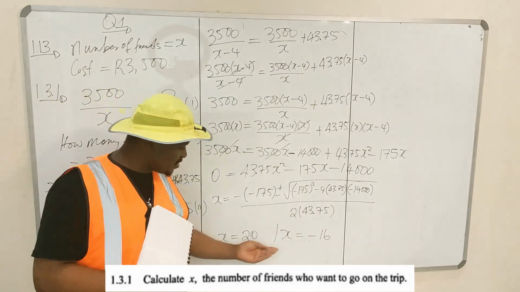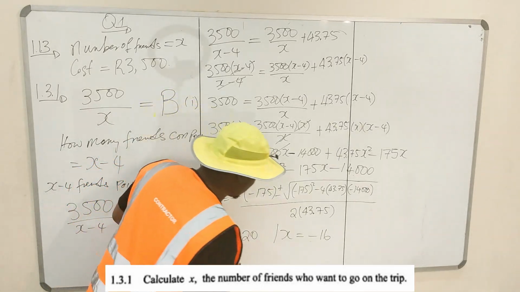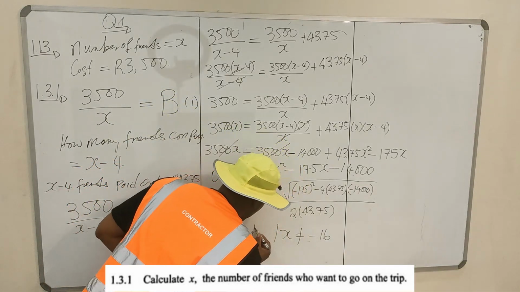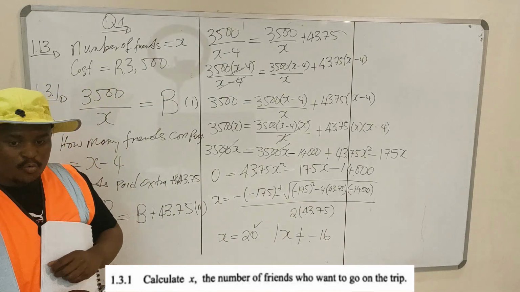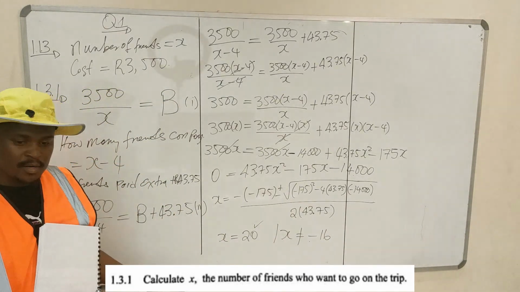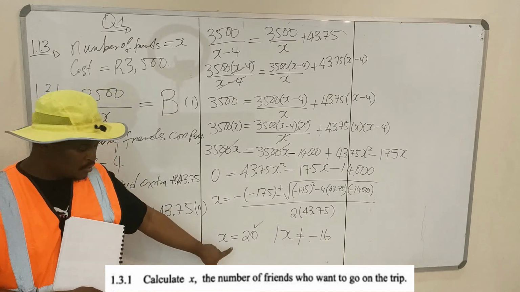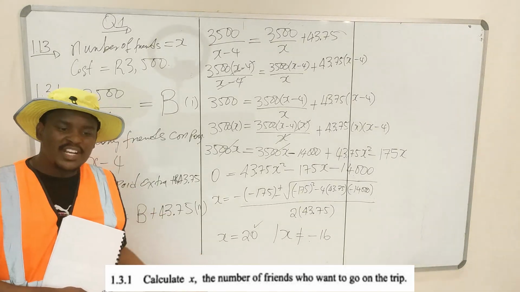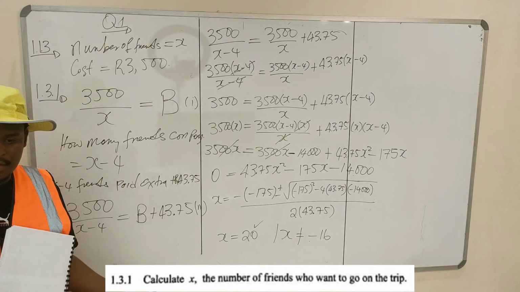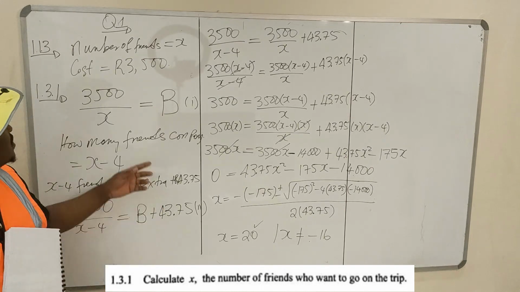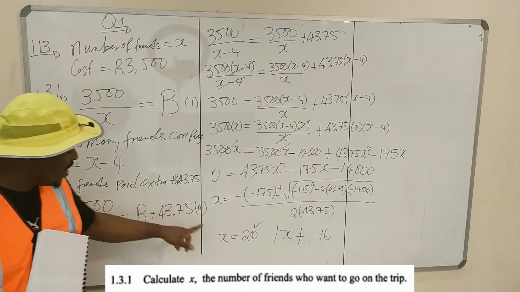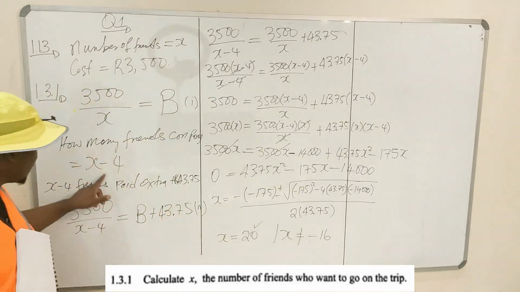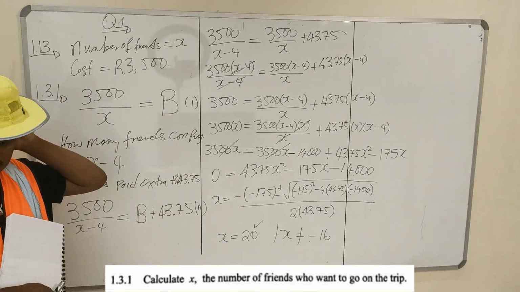Which one better represents the number of people here? Is it the 20 or 16? 20. I've never heard of negative 16 people. This one is your correct solution. Which means, how many people wanted to go? 20. And how many people were able to pay? 16. You only had 16 because only x minus 4 people were able to pay. So x is 20, and the people that were able to pay are 16.